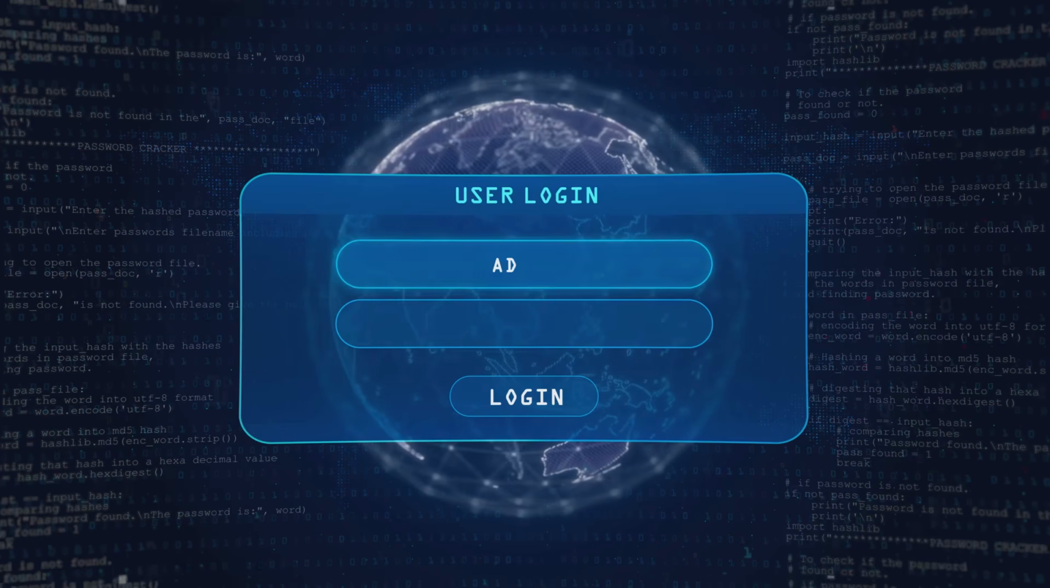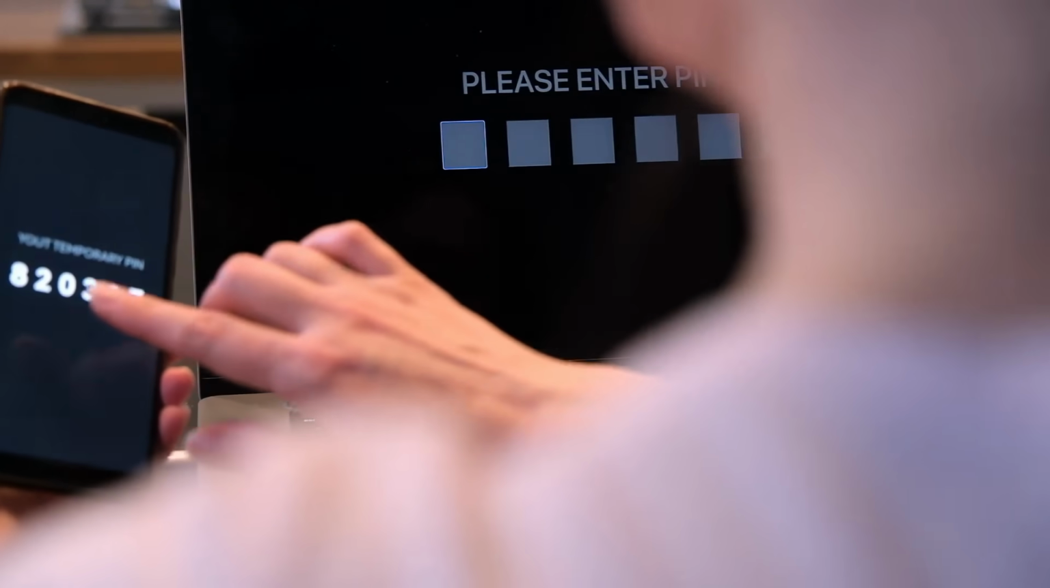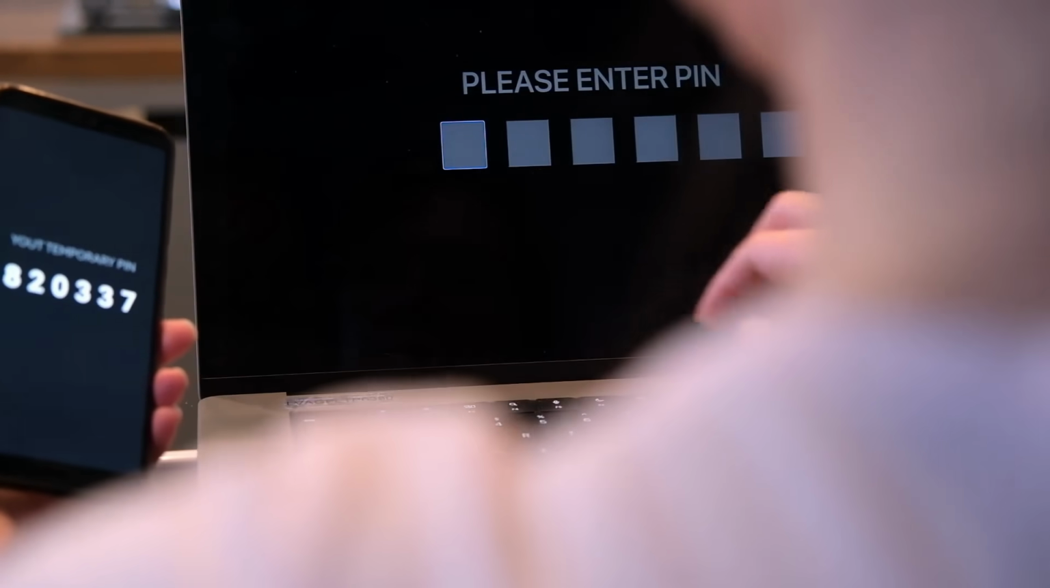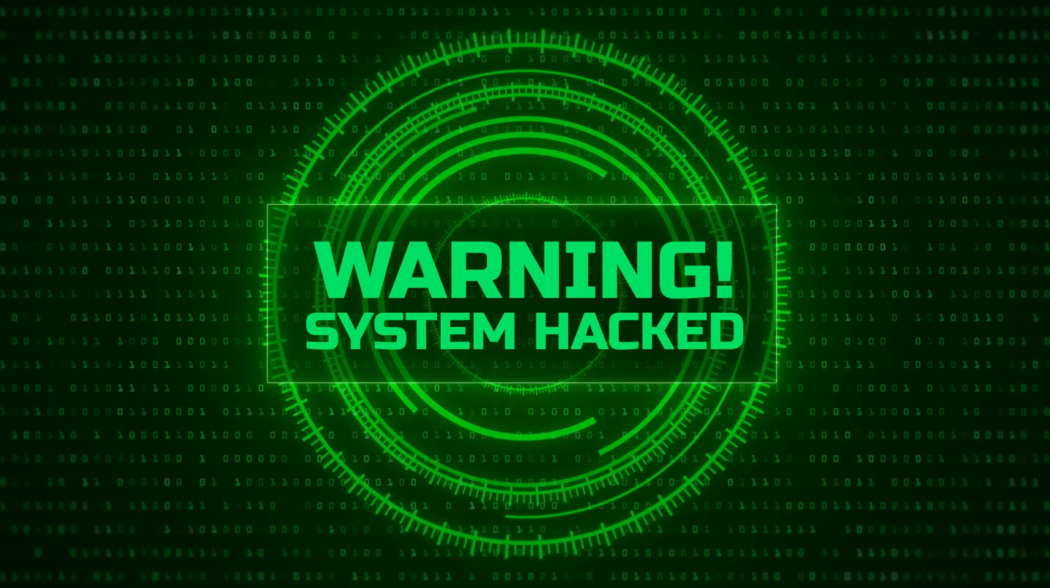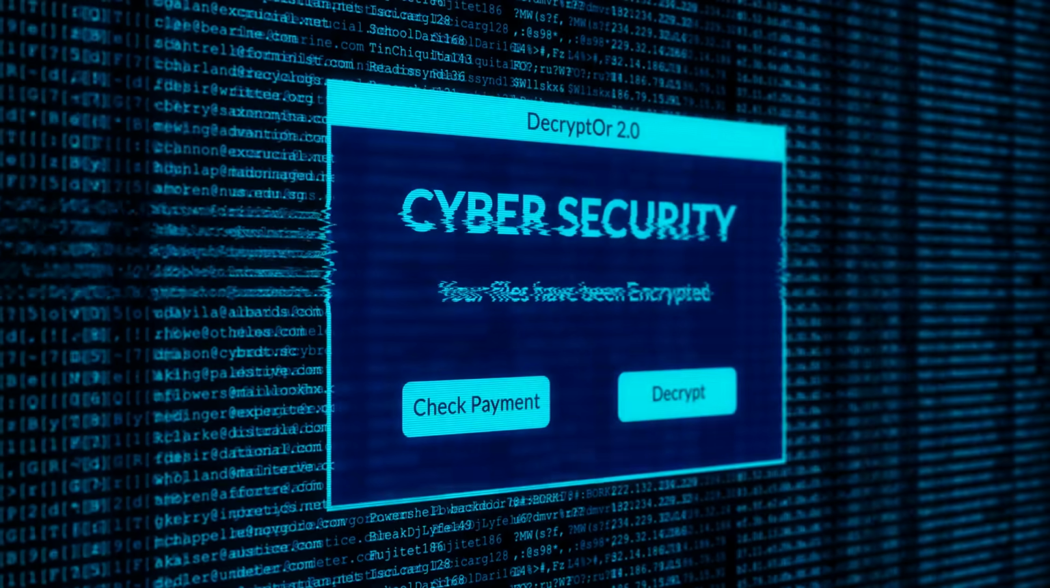Stay safe online and keep your digital life secure. Remember to use two-factor authentication and strong, unique passwords for all your accounts. Regularly update your software and systems to protect against the latest threats. Stay informed and educate yourself about the latest cybersecurity practices.